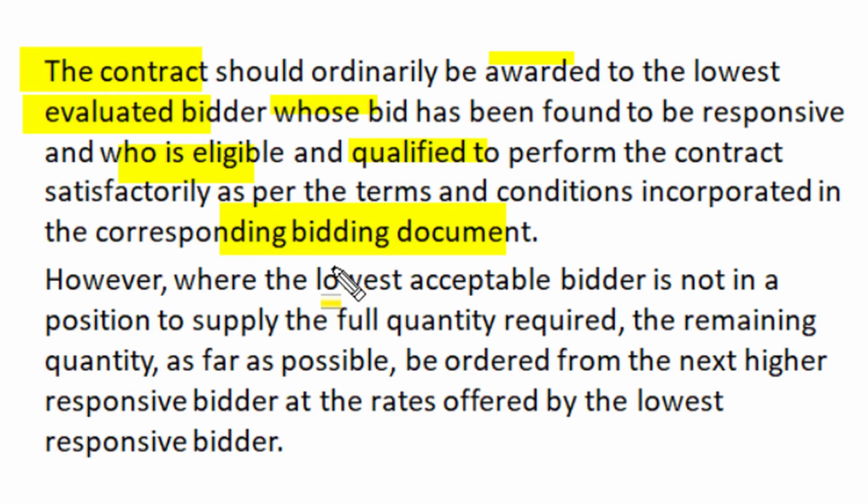However, when the lowest acceptable bidder is not in a position to supply the full quantity, as the amount of supply is more than the capacity of the lowest bidder, then the remaining quantity can be awarded to the next higher responsive bidder. But the rates offered to the next higher L2 or L3 bidder would be the same as the rates offered by the lowest responsive L1 bidder. So on the rates of L1, we can divide the procurement quantity among more than one bidder, but the higher ratio should go to the lowest L1 bidder.